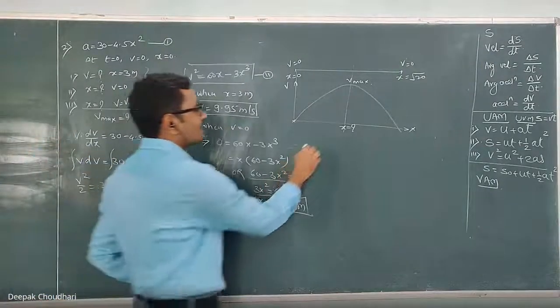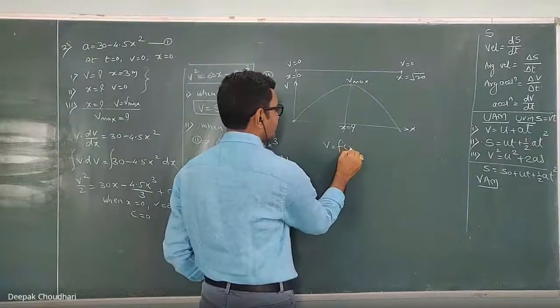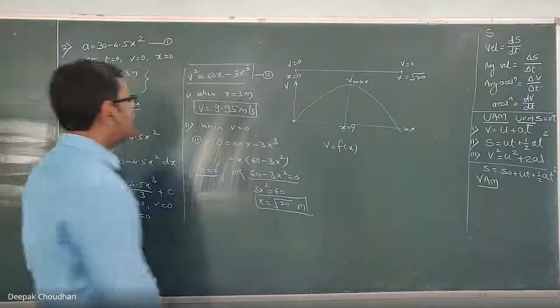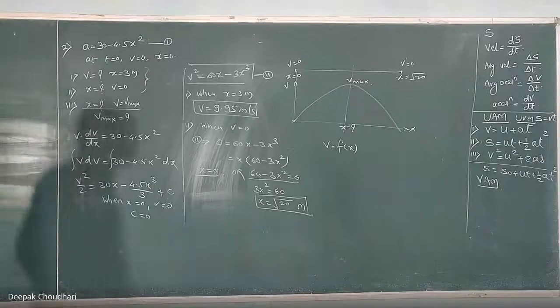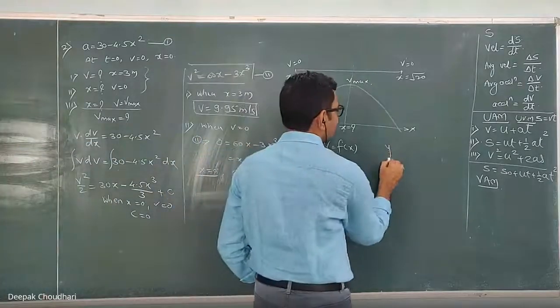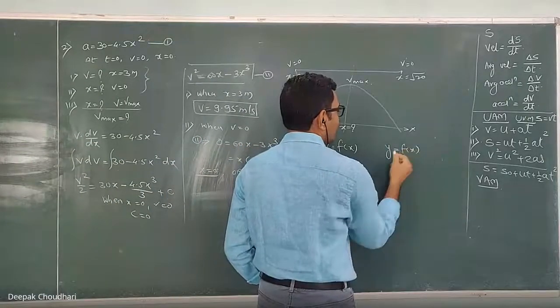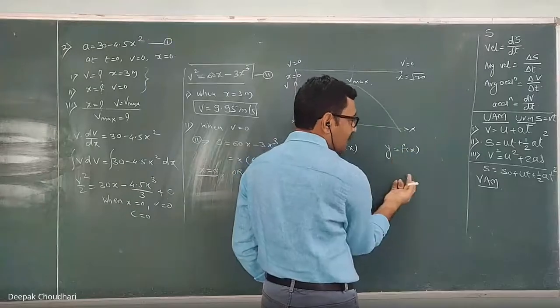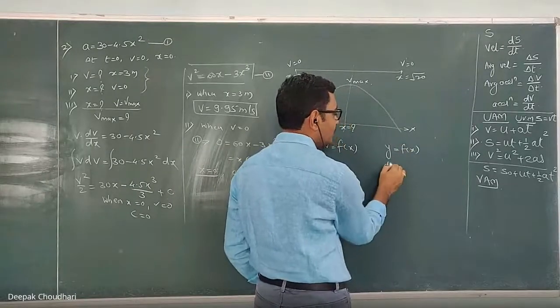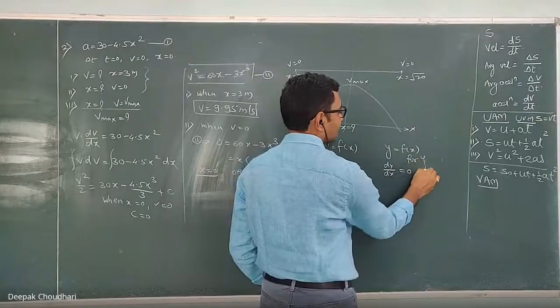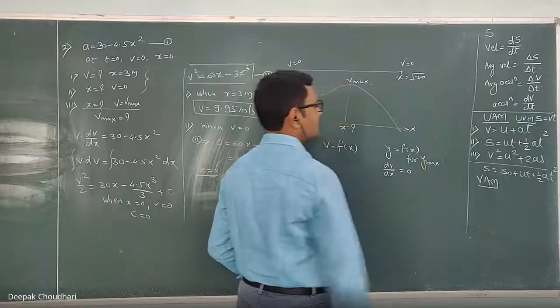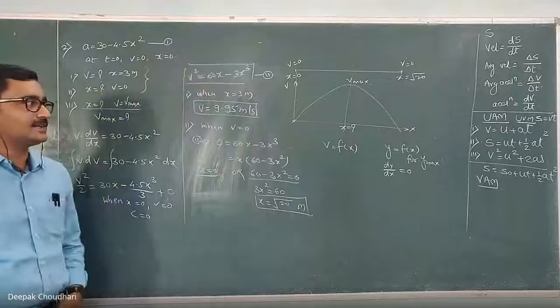Now, I have the velocity as a function of displacement. Here, you have solved this, y as a function of x. Now, for maximization of this y, what we have to do? We have to differentiate this equation and equate it with 0, for y max. This concept you have studied in 11th and 12th.